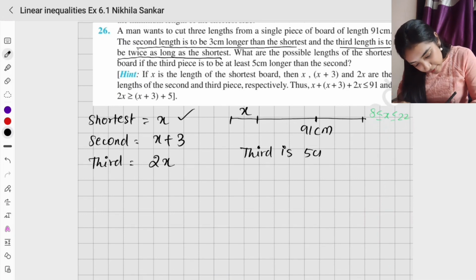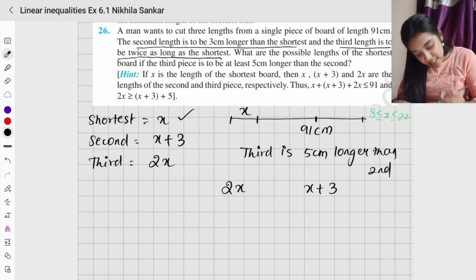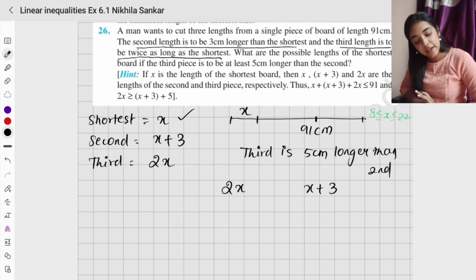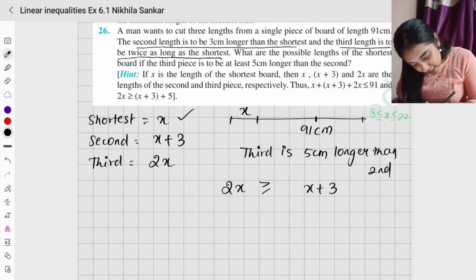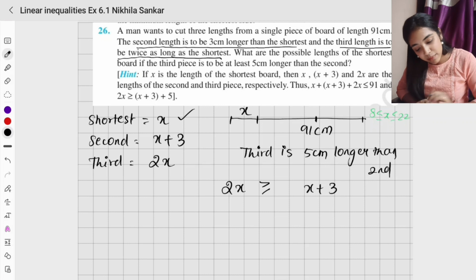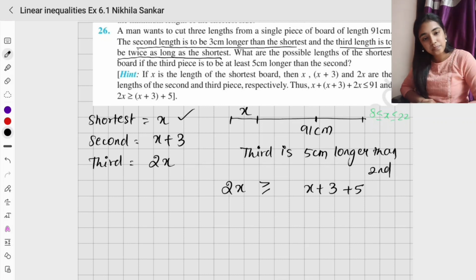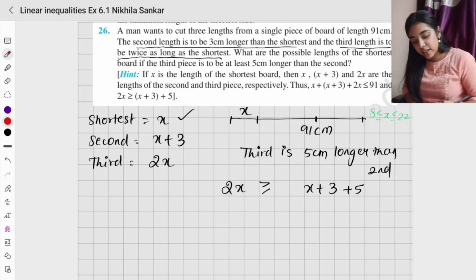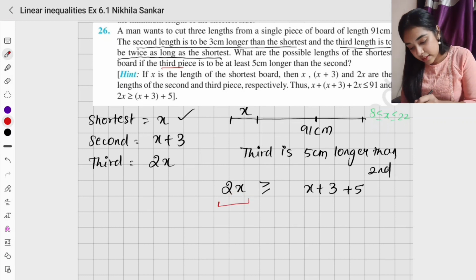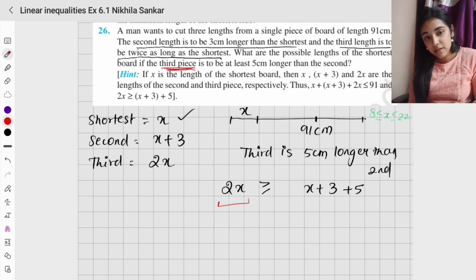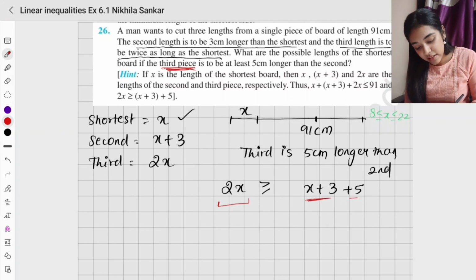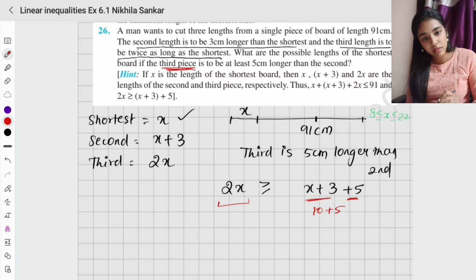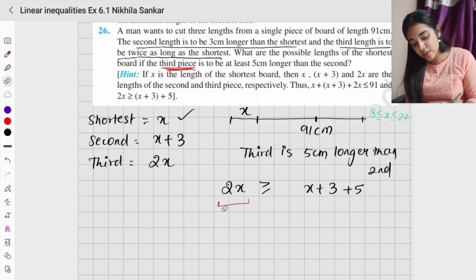So third is 5 centimeter longer than second, which means third is 2x, second is x plus 3. So third is at least, meaning greater than or equal to, 5 centimeter longer than the second. So plus 5. புரியுதா? So you should know how to frame the equation. What have they given? The third piece is to be at least 5 centimeter longer than the second. Second விட 5 centimeter ஜாஸ்தியா இருக்கும். இப்போ second oda length 10 na, third oda வந்து it is going to be 10 plus 5, 15. Okay, please be very careful when you're framing the equations. So this is your second equation.